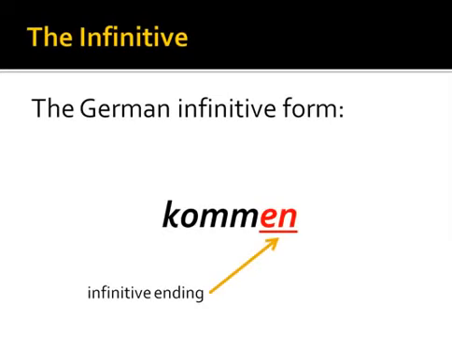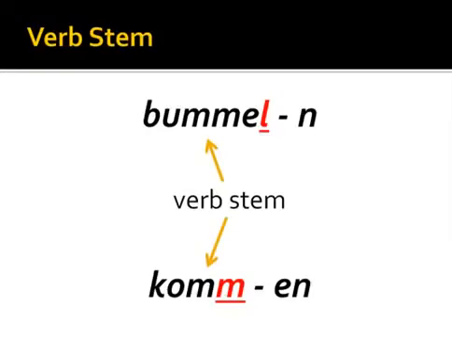So we essentially have two ways of forming an infinitive form. That is, either tack an n or an en onto the verb stem. So the question is, do I use an n or an en ending? That depends on the quality of the verb stem. If you remove the infinitive ending and the verb stem that remains ends in an L, then you're going to have to use an n for the infinitive form.